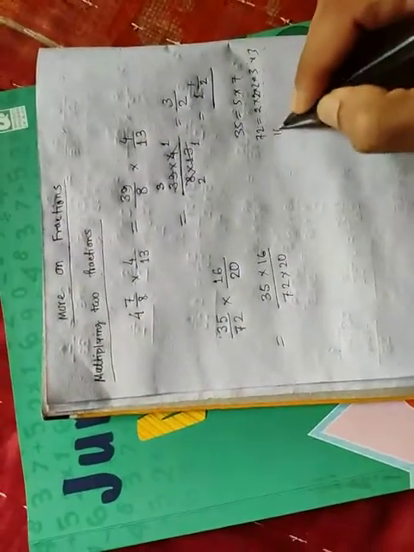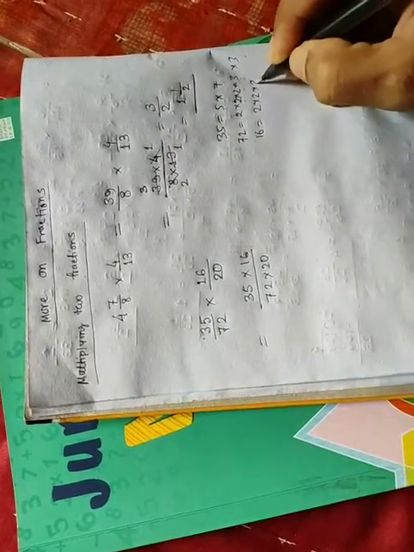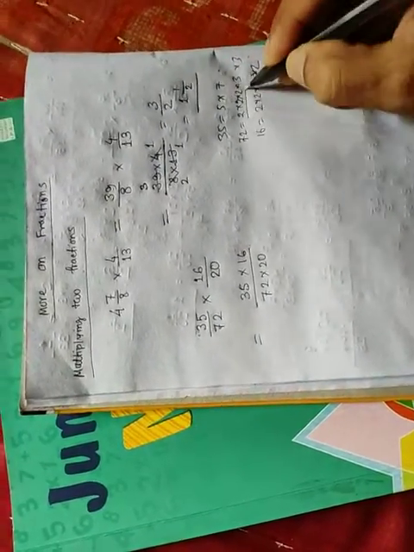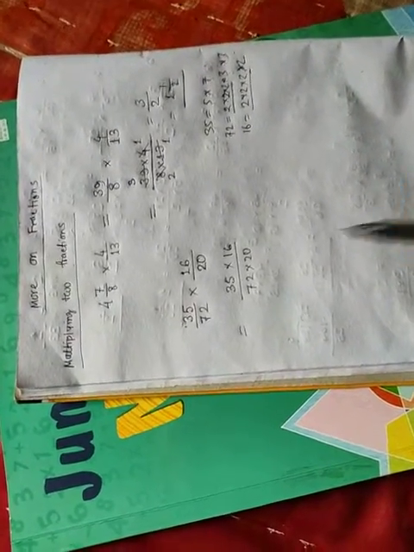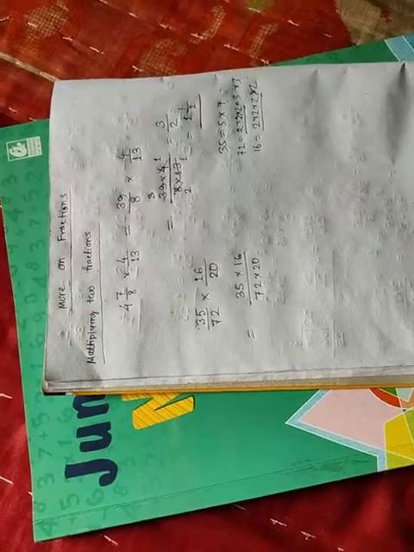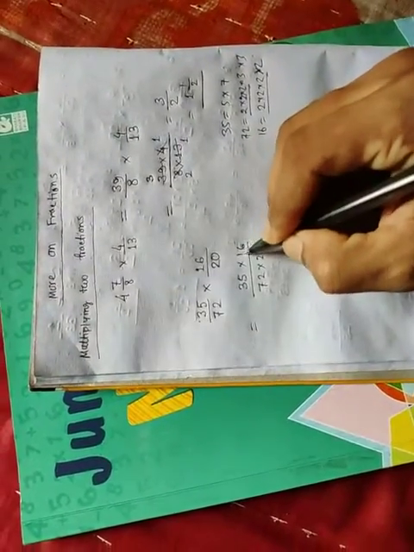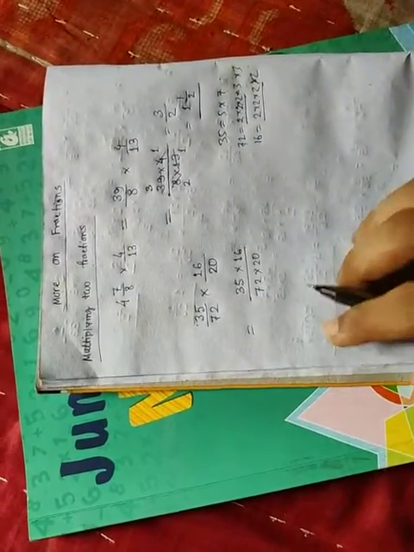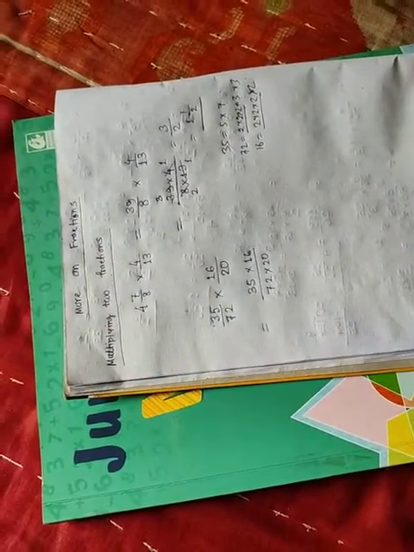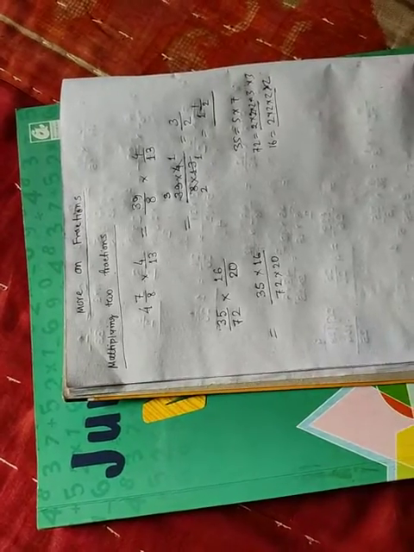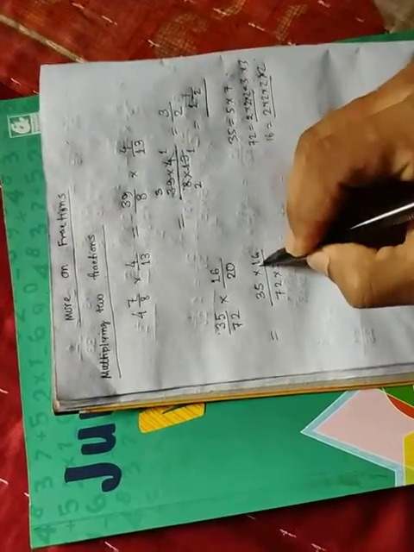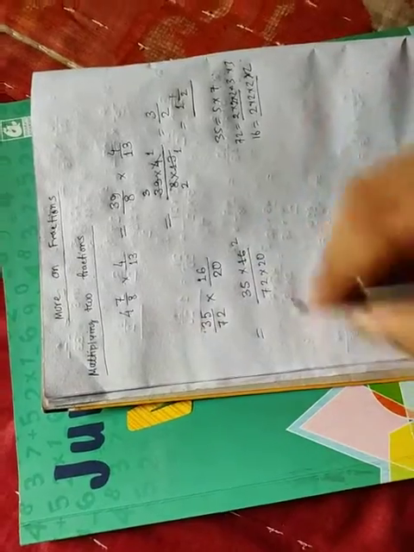Next, 16 and 72. You can do it in this process also. 16 is equal to 2 into 2 into 2 into 2. That means 2 into 2 into 2 is 8. 8 is the HCF between 16 and 72. So I can divide both the numbers with 8, or I can cut both the numbers with 8. Cutting means division. So 8 2s are 16 and 8 9s are 72.